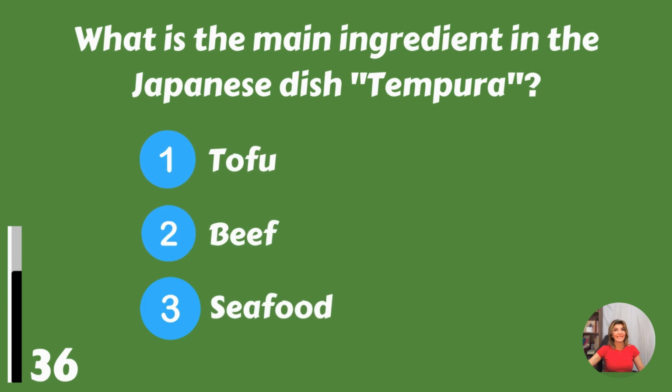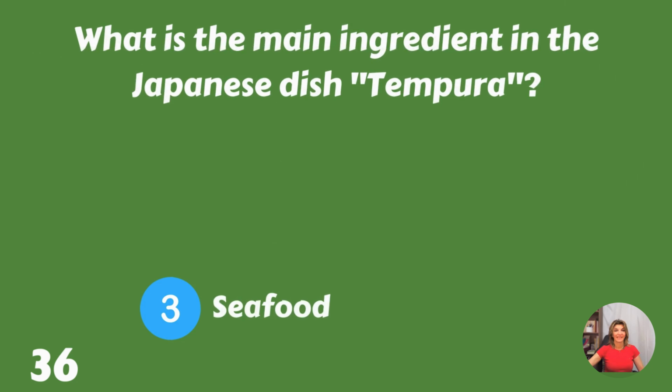What is the main ingredient in the Japanese dish tempura? Tofu, beef, or seafood? Seafood.